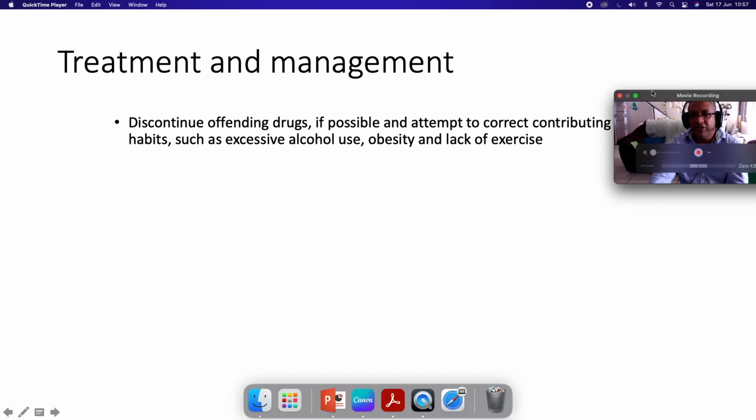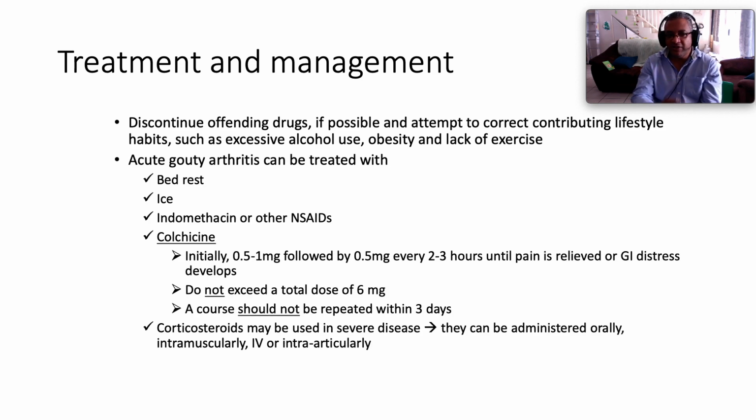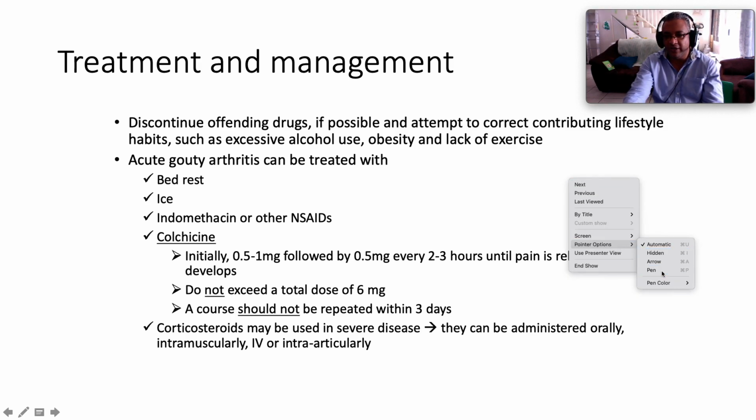How do we treat and manage gout? Nice to ask. So first up, you want to discontinue all your offending drugs if possible and attempt to correct contributory lifestyle habits such as excess alcohol use, obesity, and lack of exercise. Acute gouty arthritis can be treated with first up bed rest and ice. Then you can use indomethacin and non-steroidal anti-inflammatory drugs. One of the kingpins in treatment of acute gout is the good friend, the Rolls-Royce, colchicine.